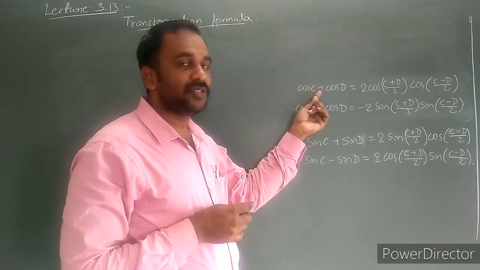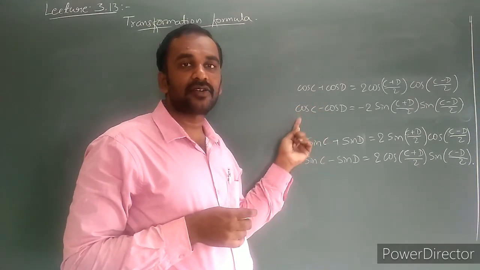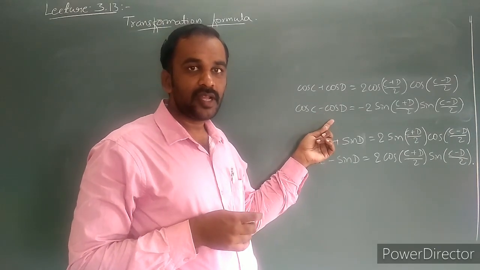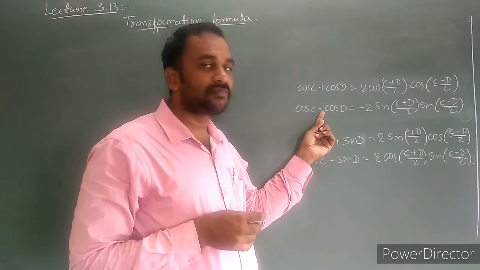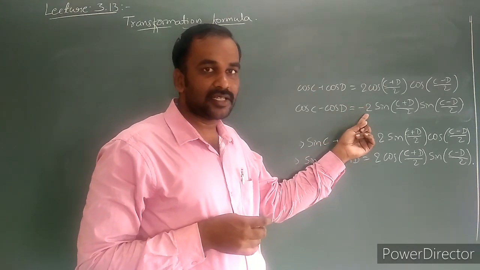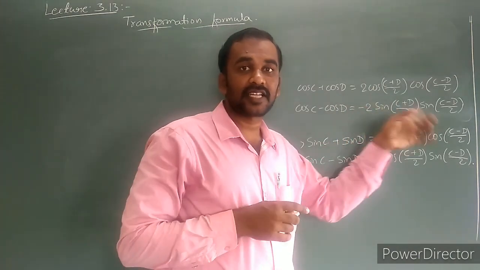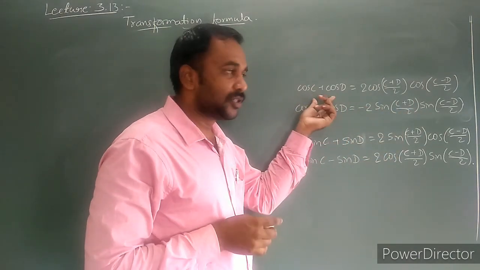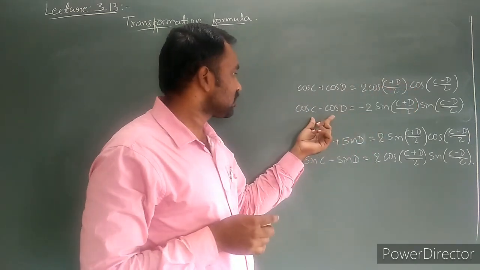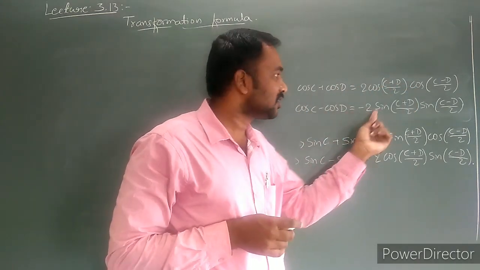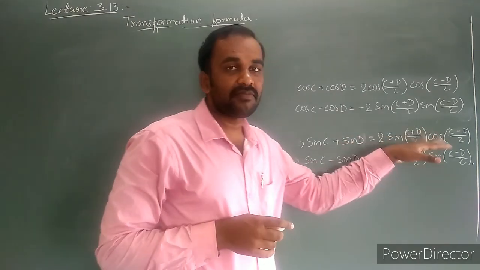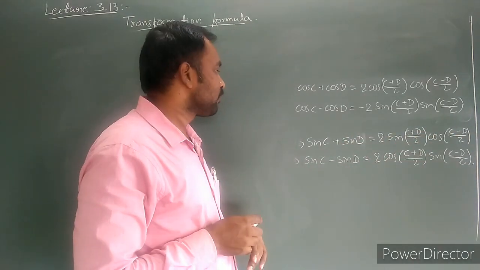On the left hand side, instead of plus, if we have the minus, cos C minus cos D, then on the right hand side we get minus 2, and the ratio is cos negative, here minus sin, with angles (C plus D) by 2 and (C minus D) by 2.